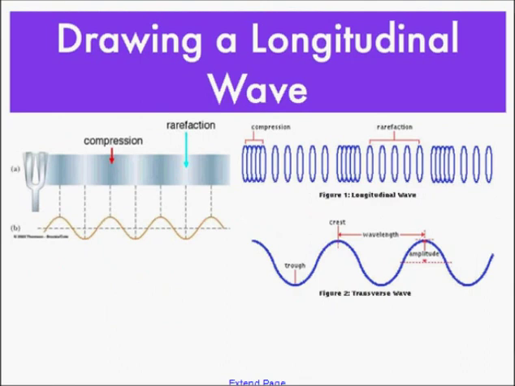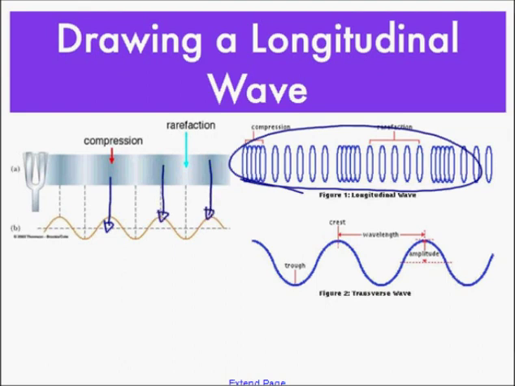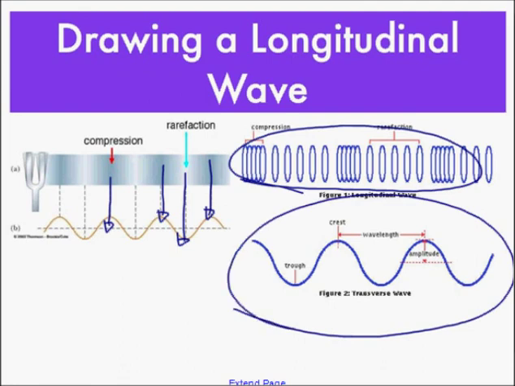Drawing a longitudinal wave. This is just out of interest, as it's too hard to draw these sorts of things. That's like a spring there. We'll do that in class. So instead what you do is you look at where the compressions are and you draw a crest. So compression, compression, compression. Those are the crests. Rarefactions are your troughs. And that way you can then make it look like a transverse wave diagram.